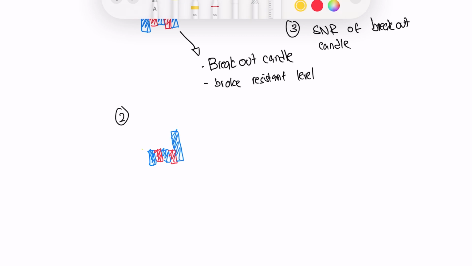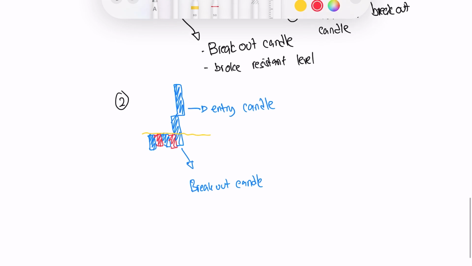So it breaks out this particular level. Then over here on the following candle, here is the breakout candle. And the next candle goes up. So this next candle is going to be our entry candle. Okay, so where should our stop loss be? If we enter here, our stop loss should be at the breakout candle.